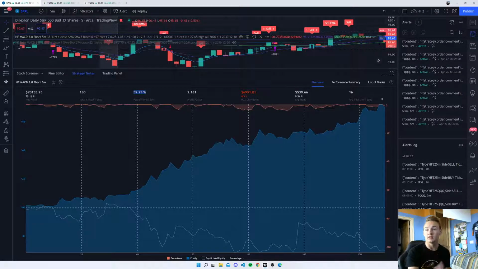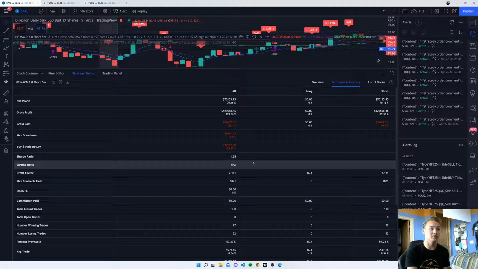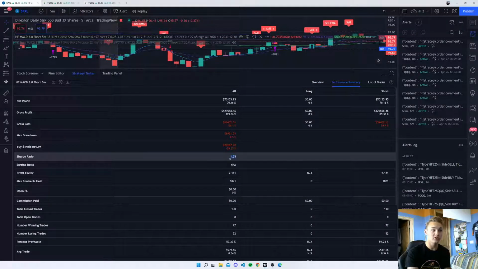Another good thing that you can do is use the performance summary. A Sharpe ratio above 0.8 is going to make you money. If you have a profit factor, I'm not going to say you're going to make money, but for my quantitative fund myself, the rules are you have to be above 55% accurate, you have to have a profit factor above 2.3, and you have to have a Sharpe ratio above 0.8.